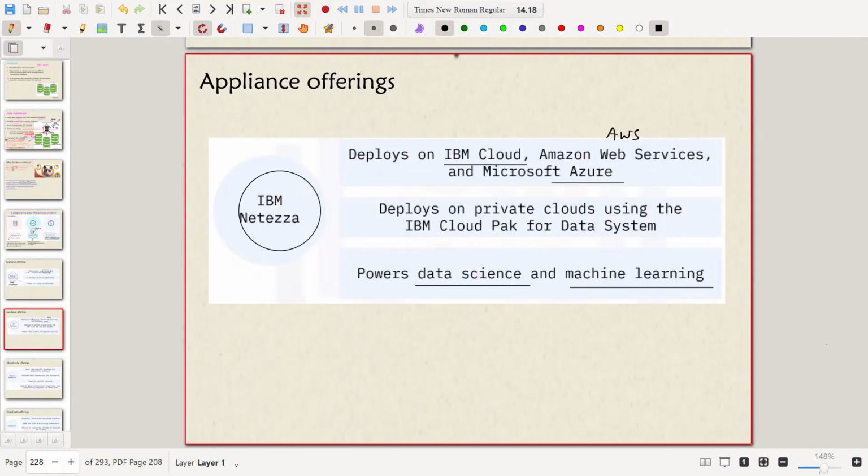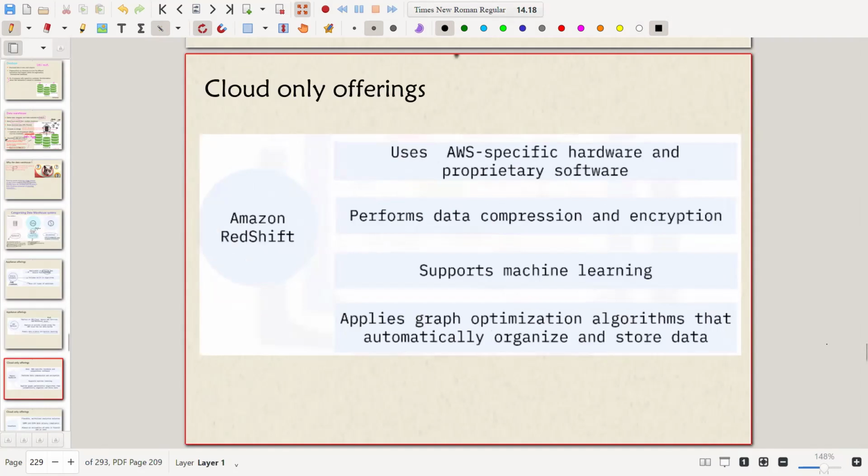Right. Another one is something that is cloud only. Only cloud. In your premises you won't have it. It is available only on cloud. It is something like Amazon Redshift, right? So you can see AWS uses specific hardware and a proprietary software system for this.